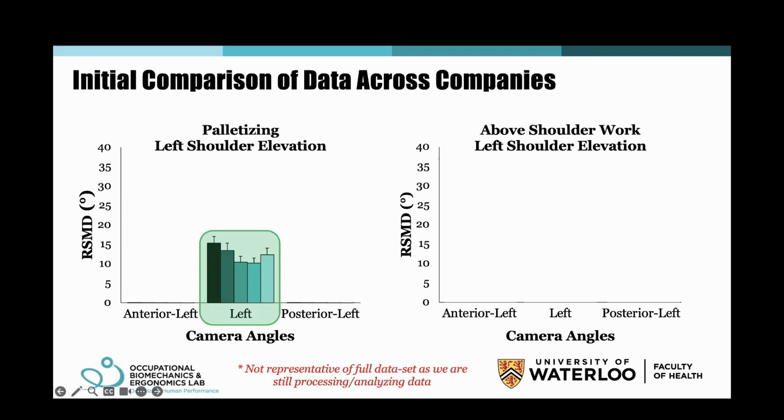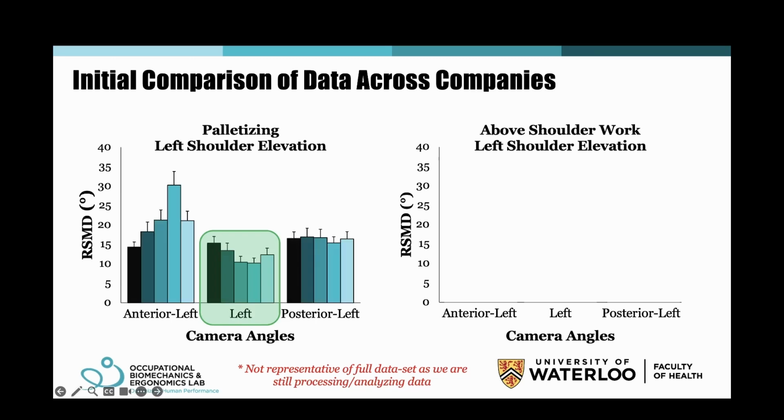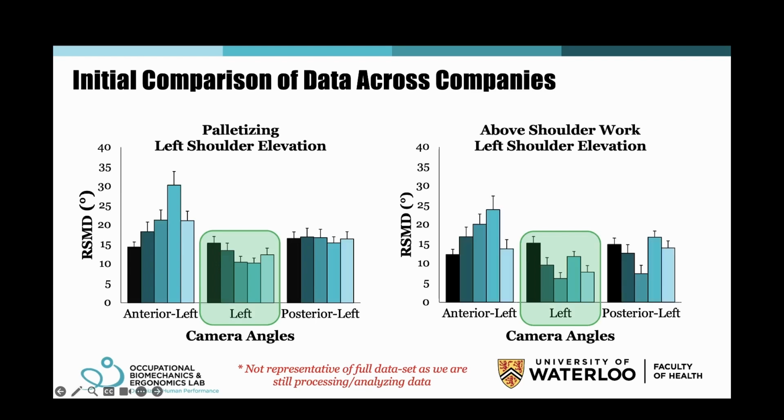For the palletizing task on the left, across all of the companies, we're seeing that the left camera angle is generally producing the lowest root mean square difference. Going to above shoulder work, the graph on the right, the left side is producing the lowest root mean square differences from the companies compared to the Theia Markerless. And again, that's generally across most of the computer vision tools. We haven't done any statistical tests between computer vision companies as we are still processing that part of the data, but that is part of our analysis going forward.